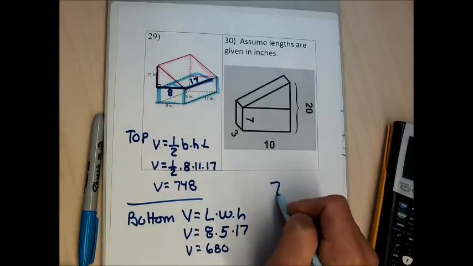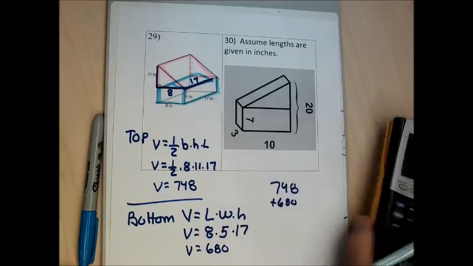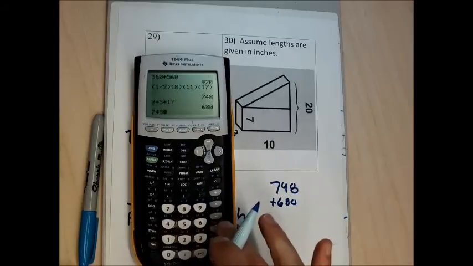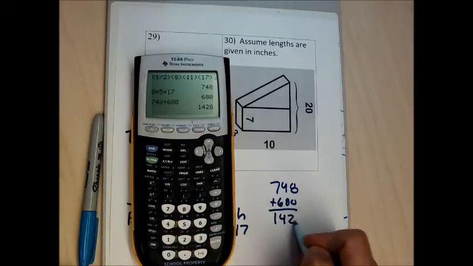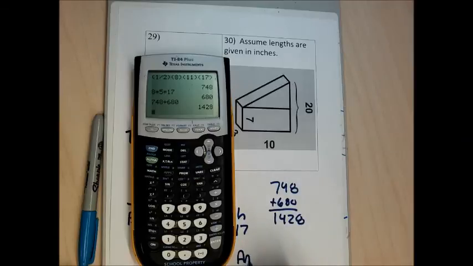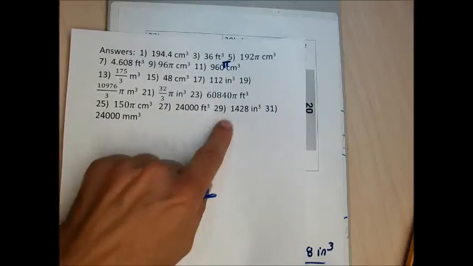I need to add those together to get the combined volume. And 748 plus 680 is going to be 1428. My answer, the volume of that shape is going to be numerically 1428. Units, it's going to be cubic inches. And that's exactly what I got when I did 29.